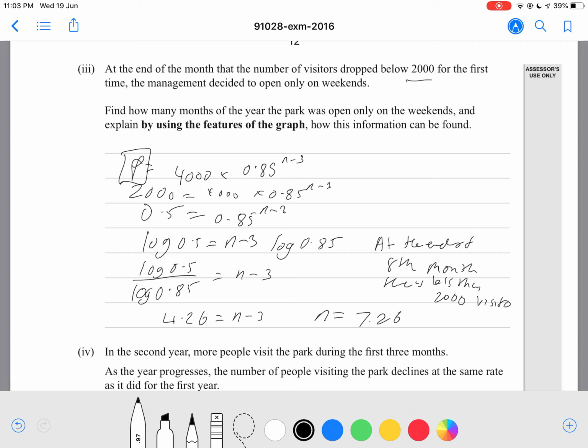So for the log question, you take the log of both sides, the log of the left side and the log of the right side. The right side is 0.85 to the power of n minus 3. The power comes down, and then you take the log of your base.